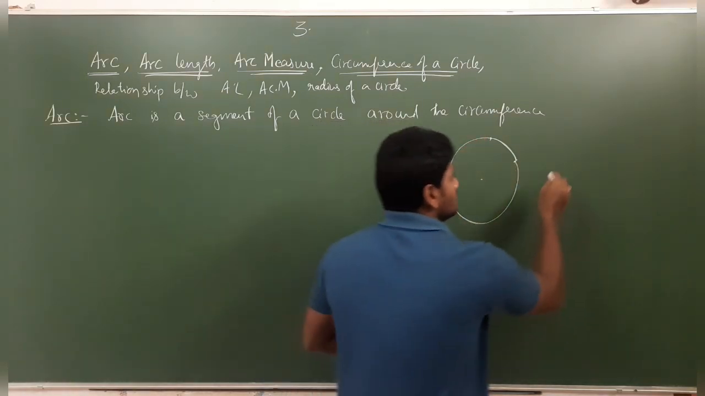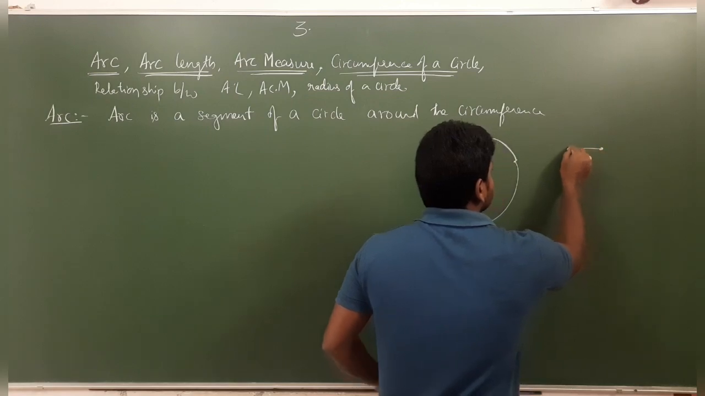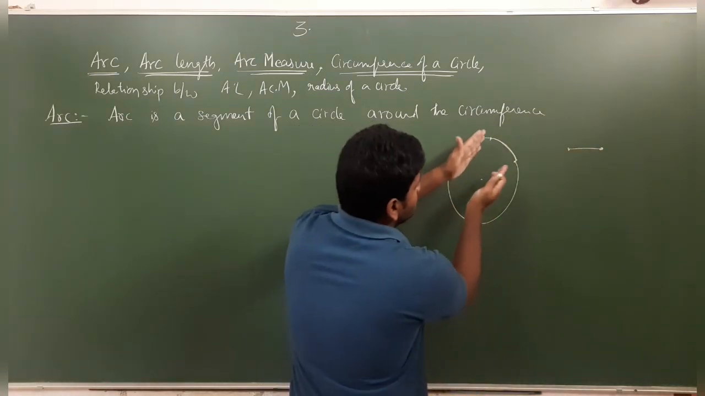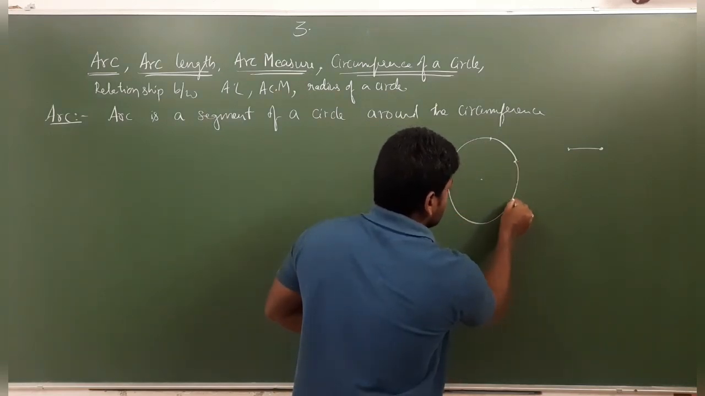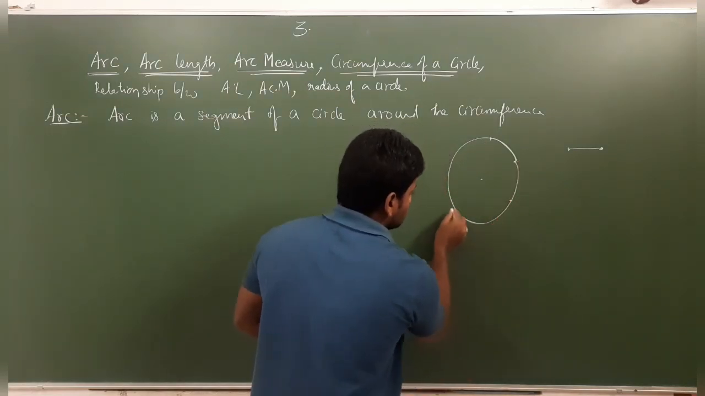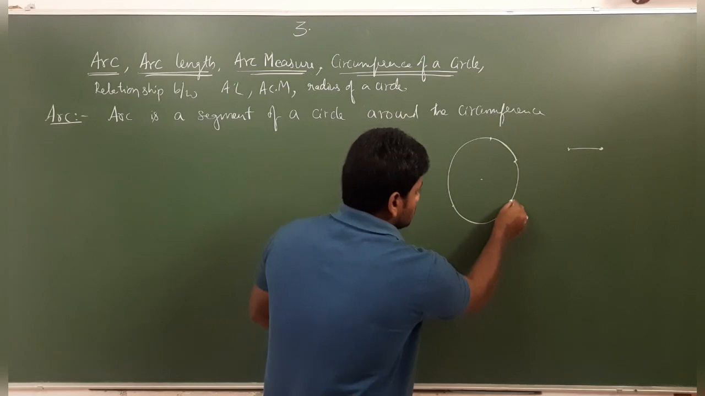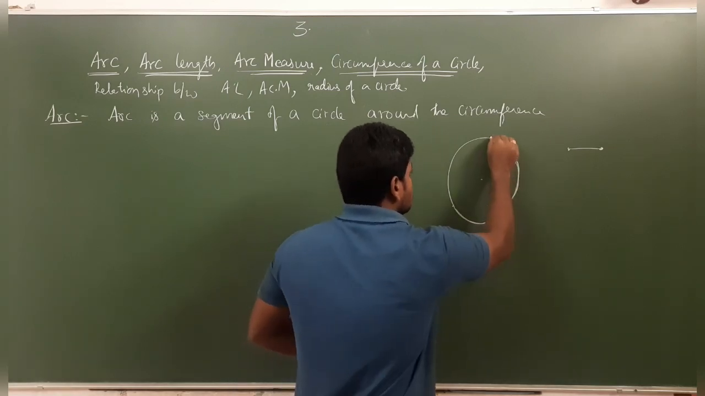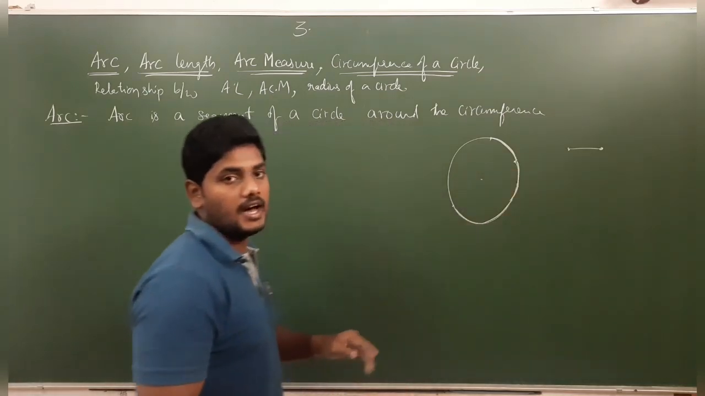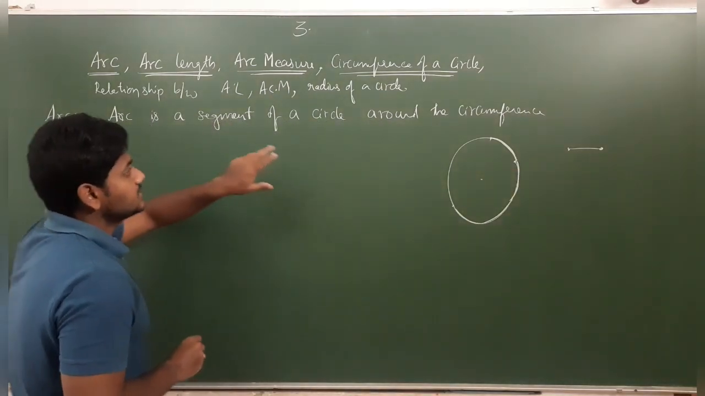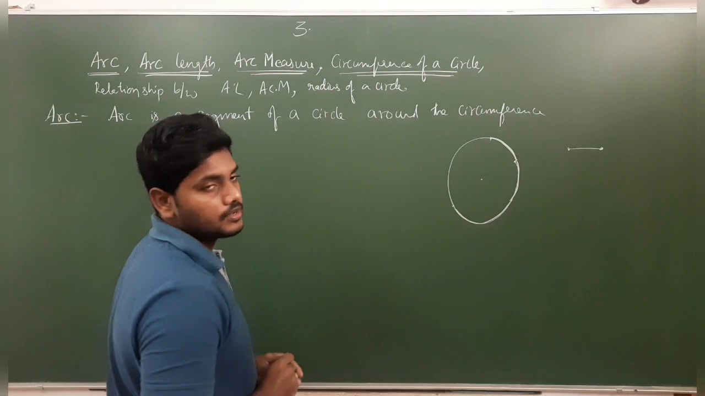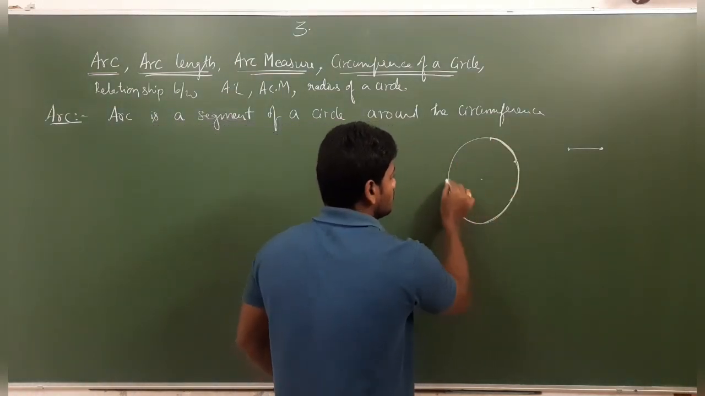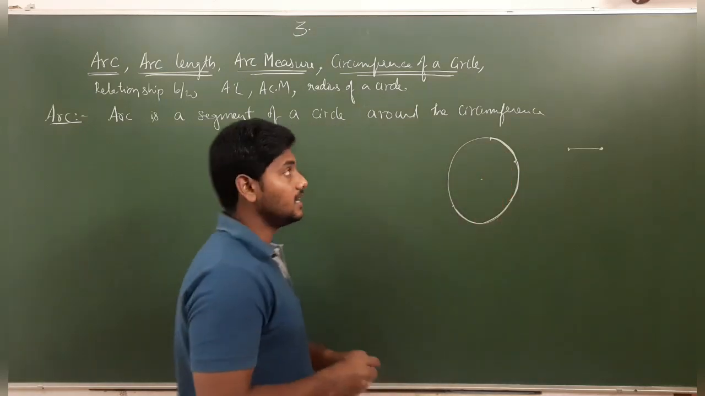You know, segment means it will have end points. It is a segment of a circle. That arc may be this one, or that arc may be this one, or this one. So these will be considered as arcs. Arc is a segment of a circle around the circumference. That arc may be a semicircle, this one, or even the total circle; that also will be considered an arc.